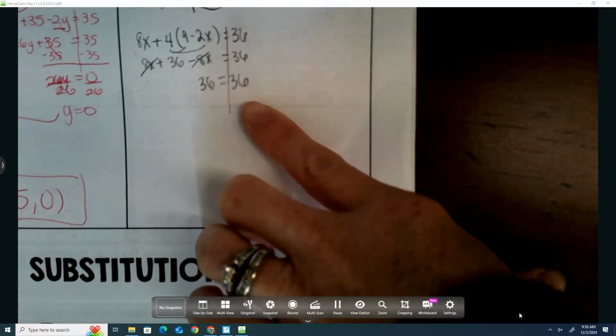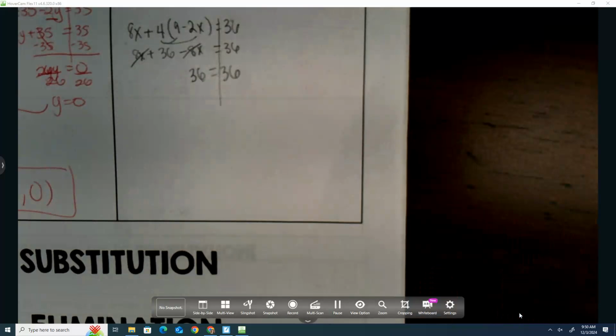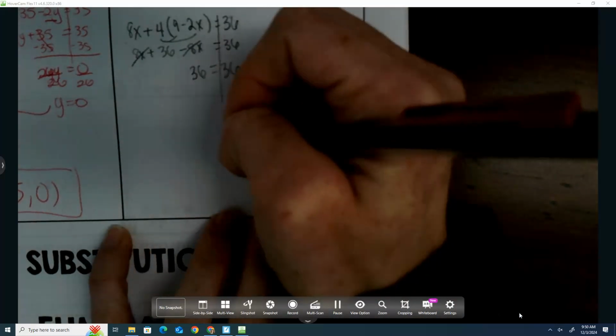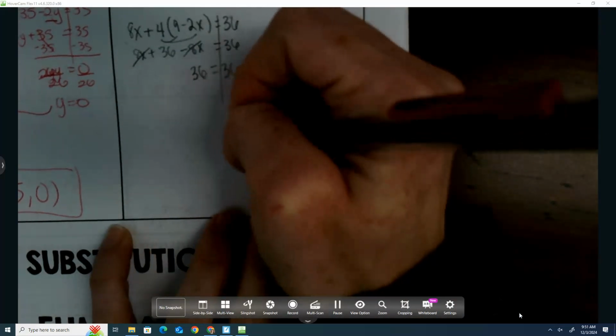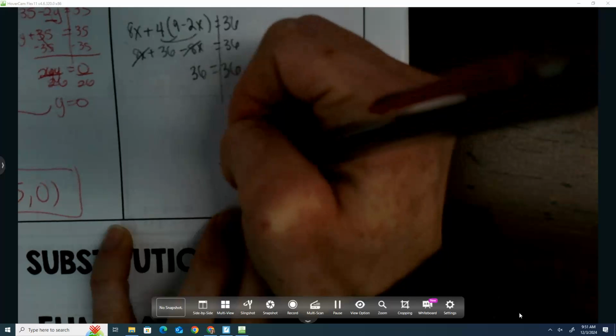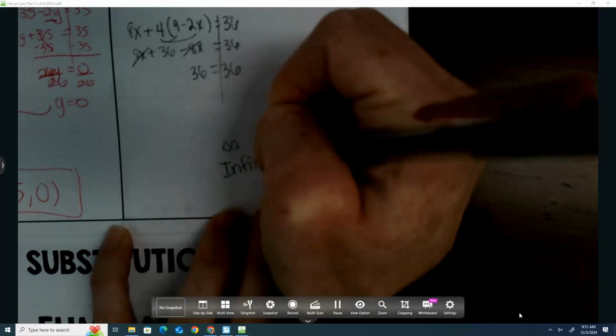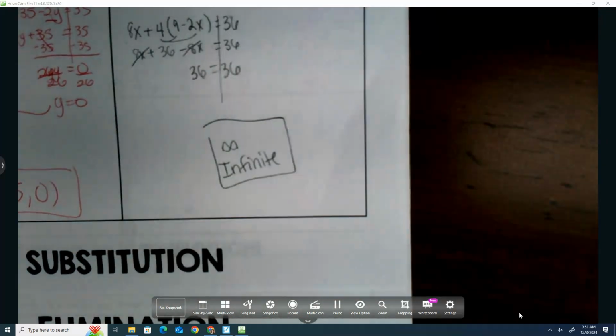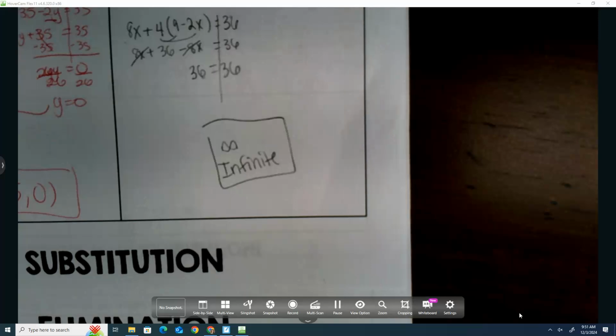If these are true, then that's infinite. The x is canceled out, so it's one of the two. So this is infinite solutions. You can write the infinity symbol, or you can say infinite, either one. If you can't find your flip chart, then you just have to do this on plain paper.